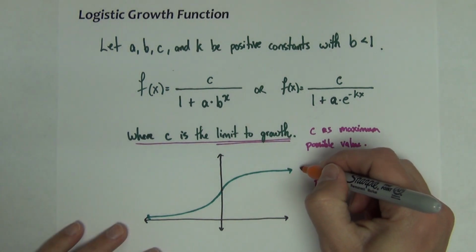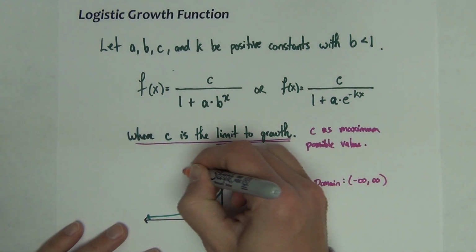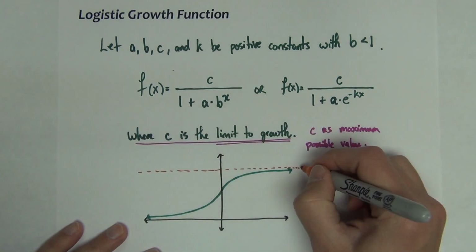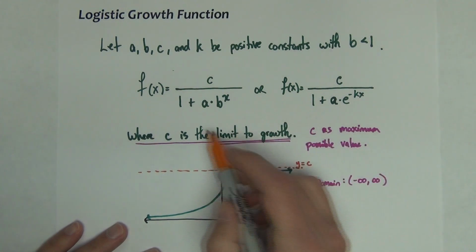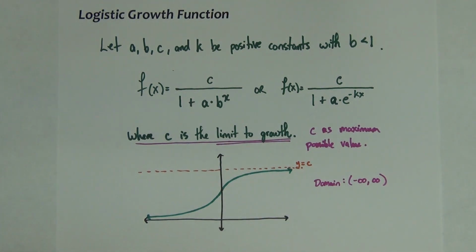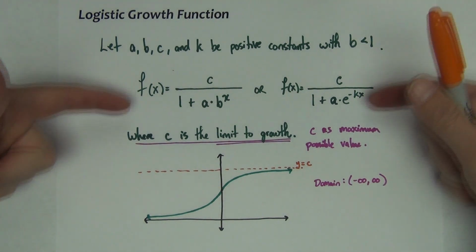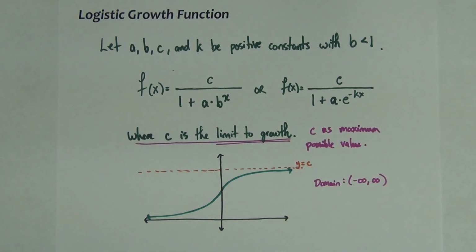It actually has a horizontal asymptote right here. This horizontal asymptote is the line y equals c. It's the maximum value that we can potentially grow to. So that's what your logistic growth function looks like as a function. This is what its graph is going to look like. Now let's do a couple of example problems where this function is used to model real data.